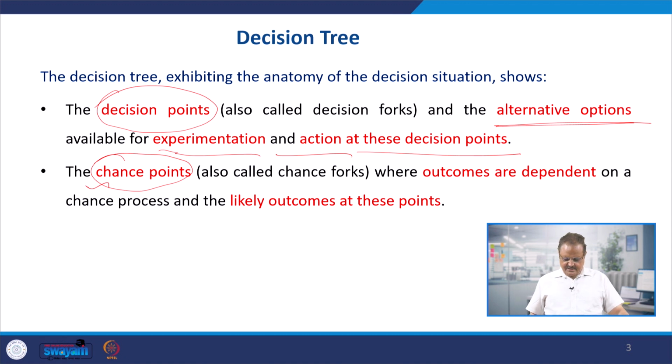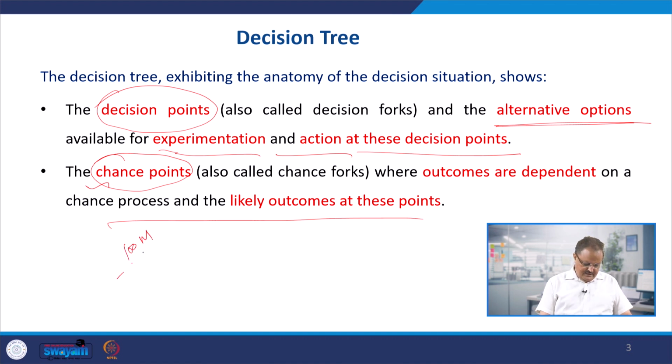And the chance point is where the outcomes are dependent on a chance process, and we look at the likely outcomes at these points. So from the decision we have to move to the chance points, where the outcomes depend on a chance process. So finally, the decision you are going to take in the business is whether to make an investment of 100 million or not. There can be two alternatives: whether to make this investment, yes, or we abandon this, which is no. If you are accepting the decision, you are at the decision point.